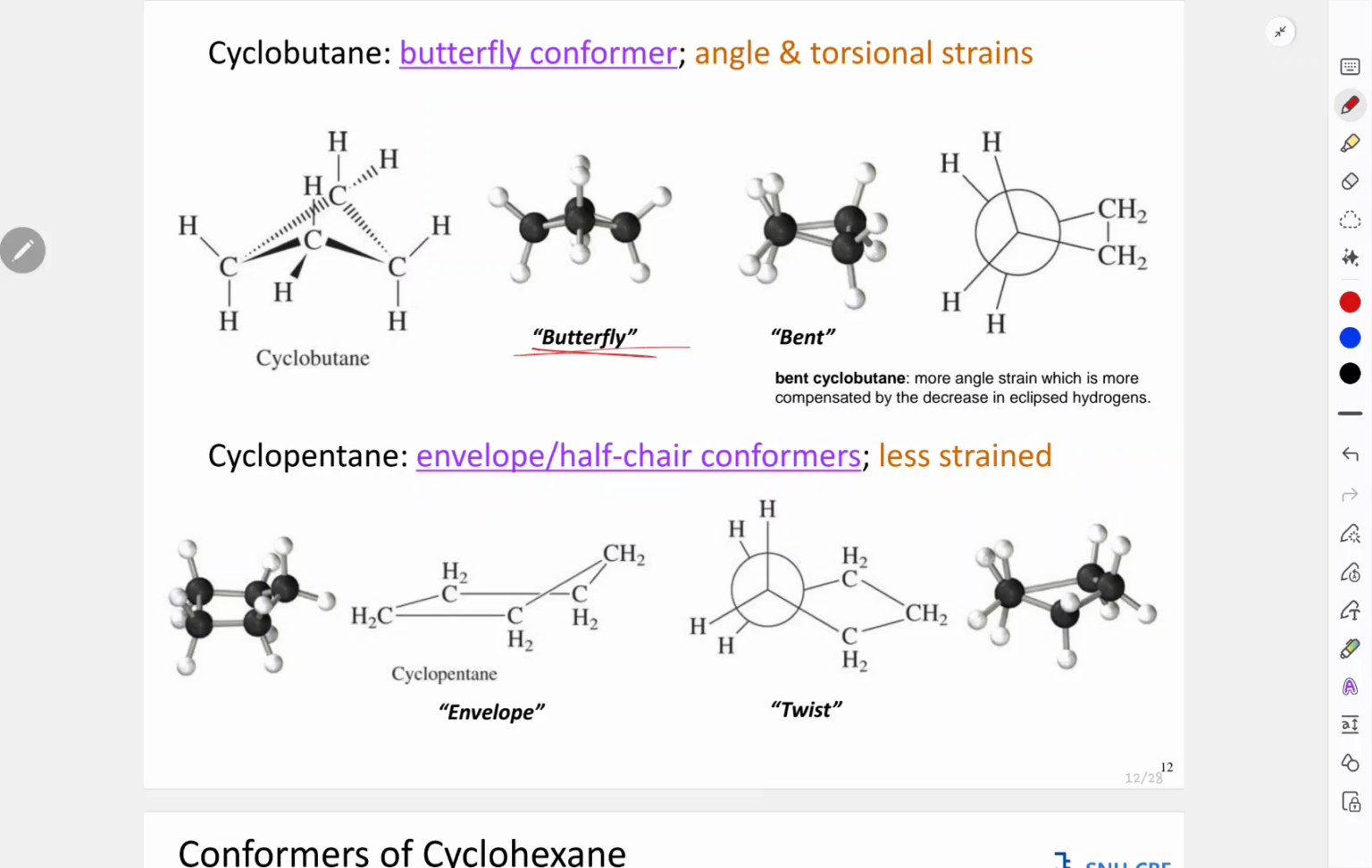So there's a compensation. What about cyclopentane? You have the envelope conformer and the twist conformer as well. They are less strained compared with the cyclobutane case. And this is the Newman projection for this twist conformer.